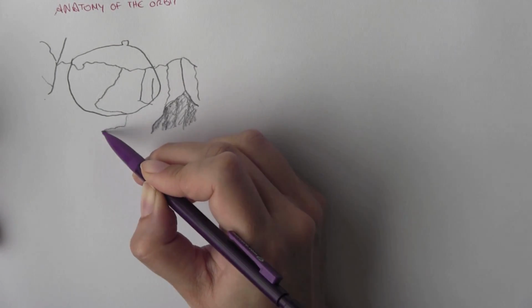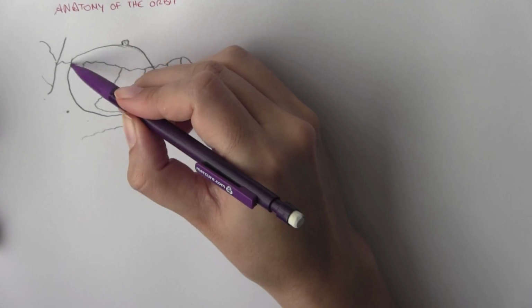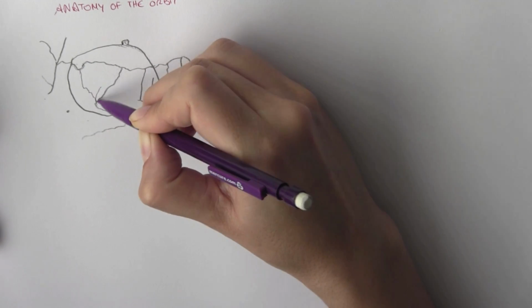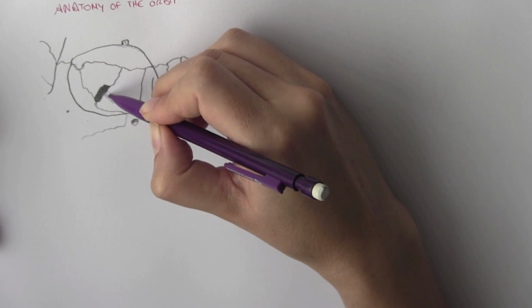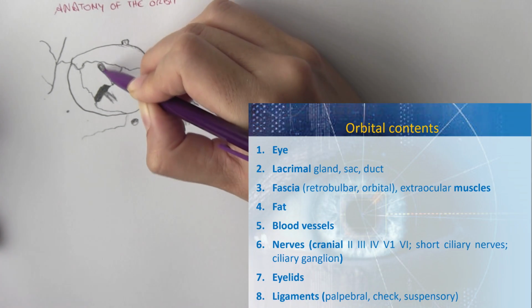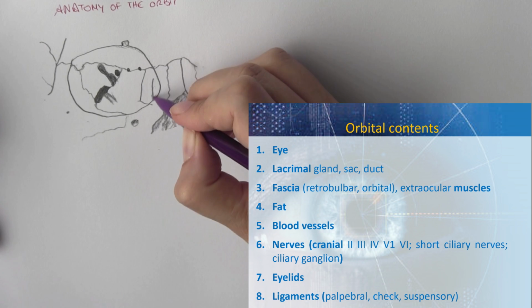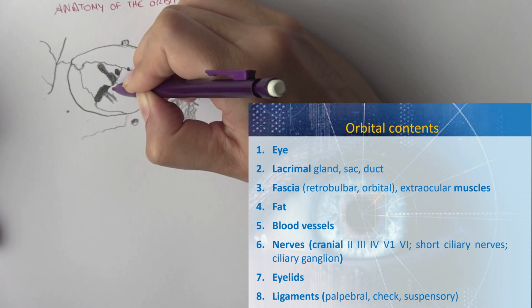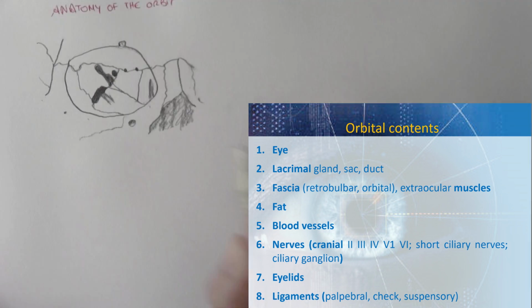The orbit is the cavity or socket in the skull that contains the eye and annexal structures. Its volume is approximately 30 milliliters. The orbital contents include: 1. Eye, 2. Lacrimal gland, sac, duct, 3. Fascia, orbital and retrobulbar fascia, and muscles, extraocular muscles, 4. Fat, 5. Blood vessels, 6.